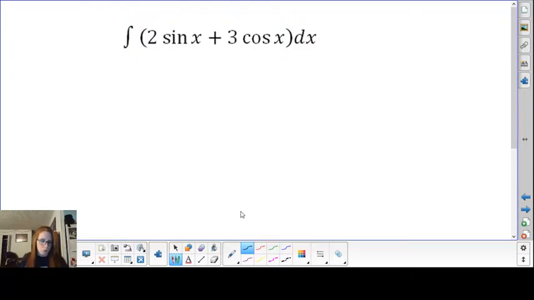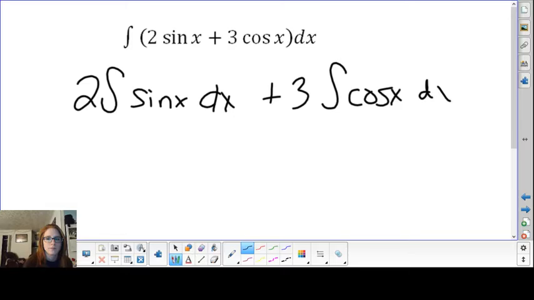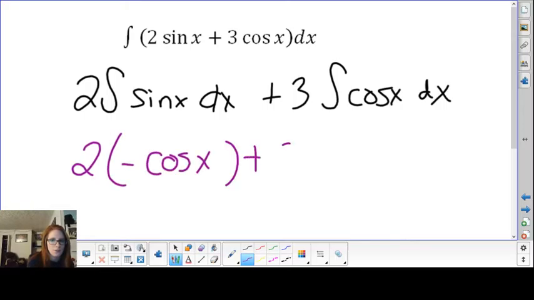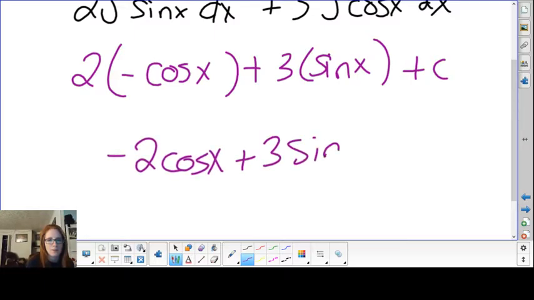Alrighty, so just like we did the day before, we can take the integration of pieces, and 2 is still considered a coefficient, so I can take him out before I take the integration of my sine. And I can take out my 3 before I take the integration of my cosine. So I have 2 times not cosine of x plus 3 times sine of x. And same idea, we still need our plus c. So I get negative 2 cosine of x plus 3 sine of x plus c.